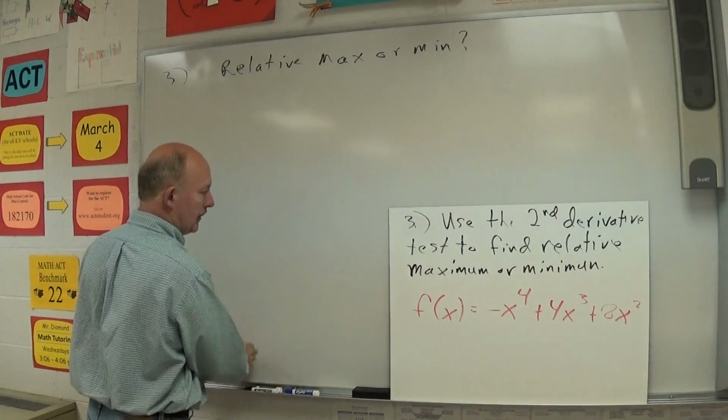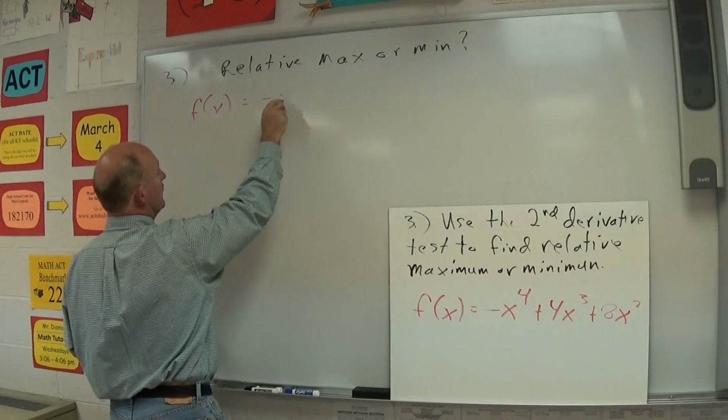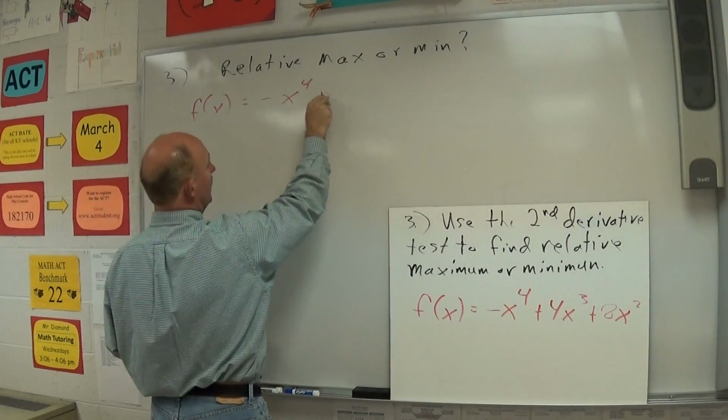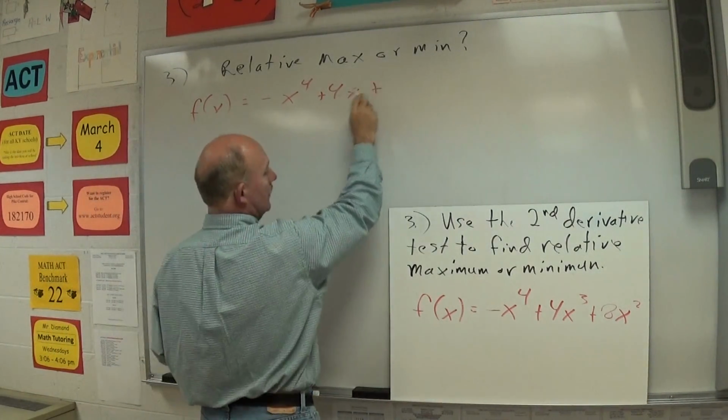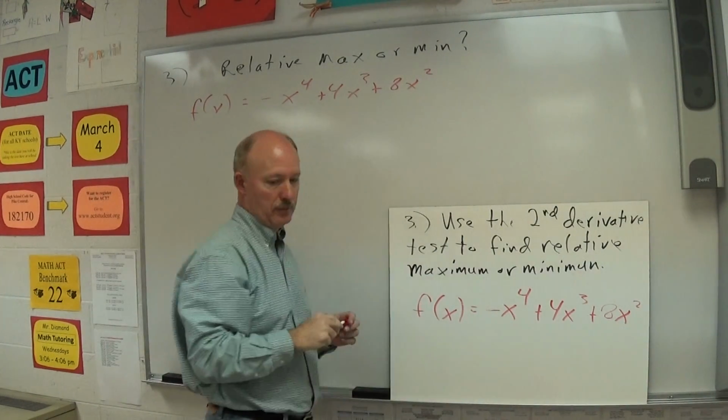All right, so we write our problem down here, and then we'll take this down. So we've got f of x is equal to negative x to the 4th plus 4x cubed plus 8x squared. So this will be our next problem.